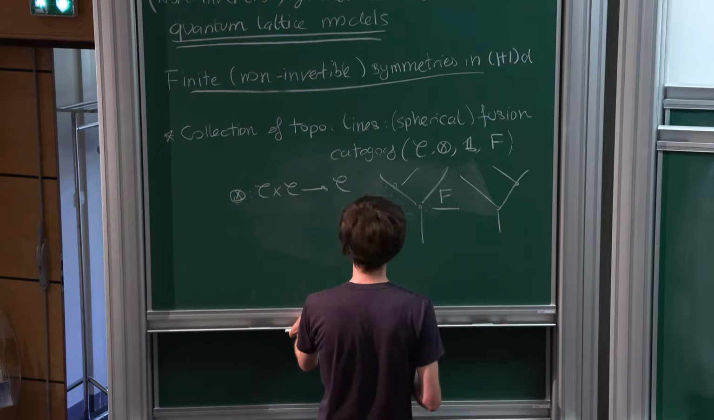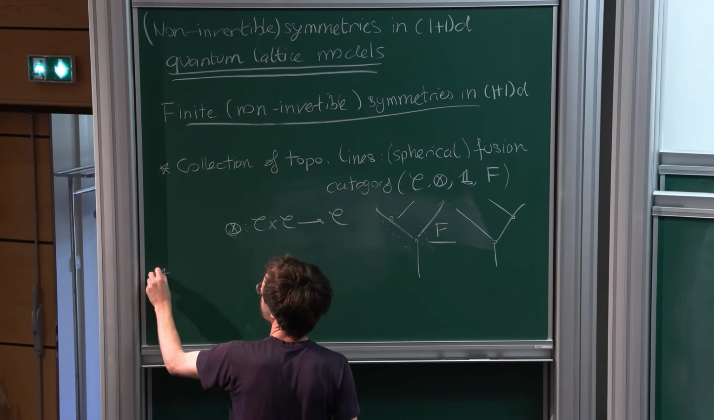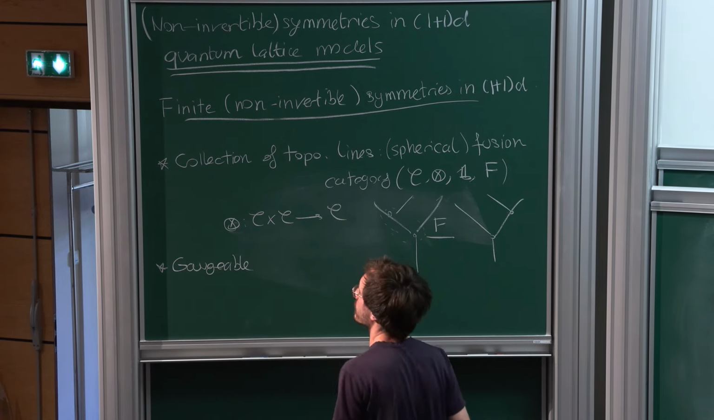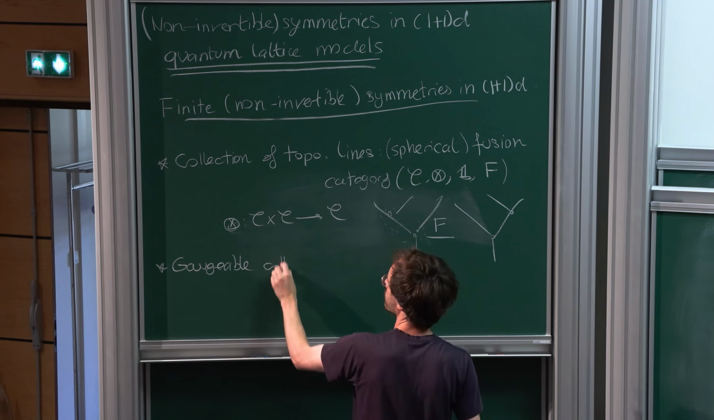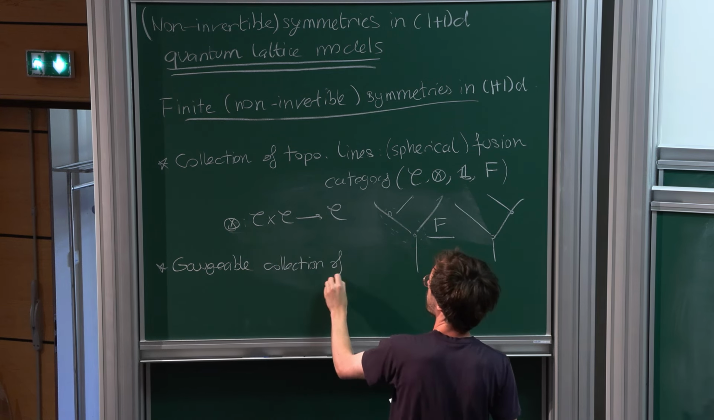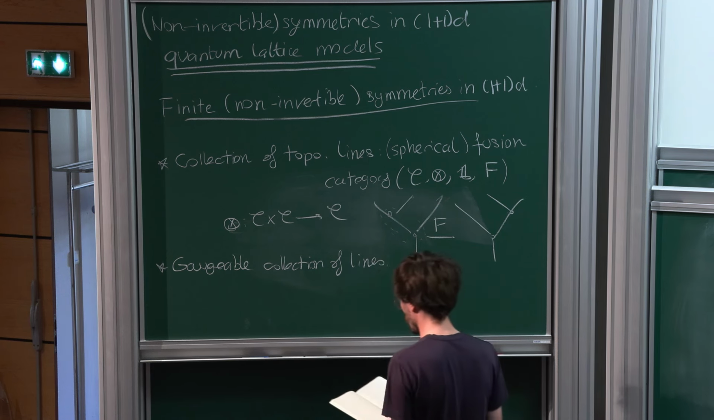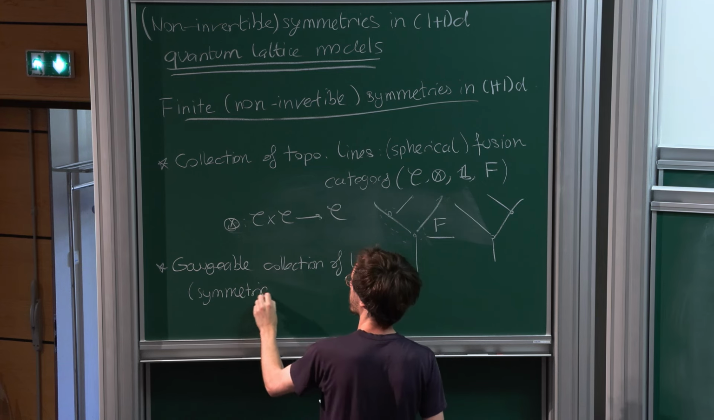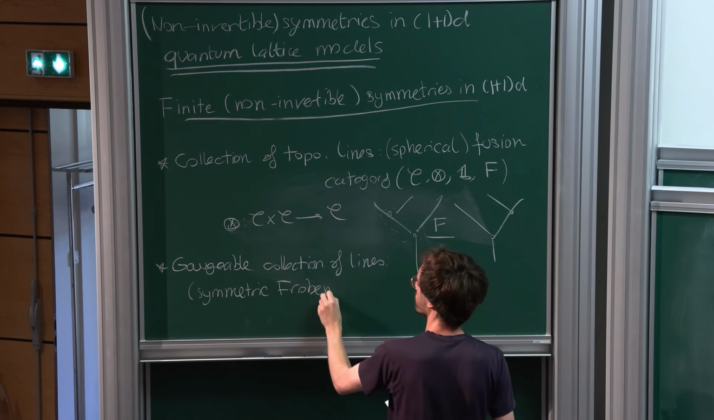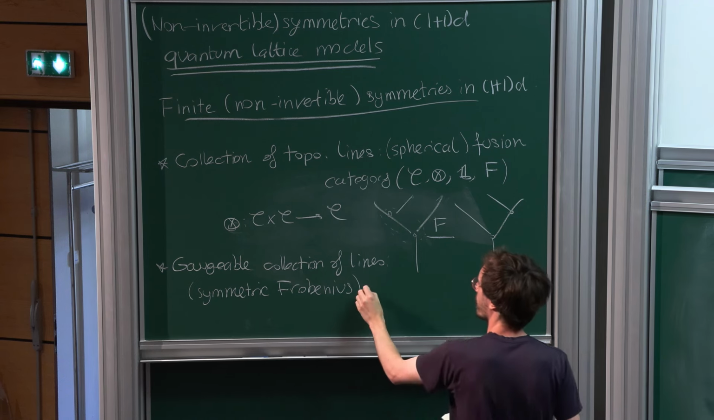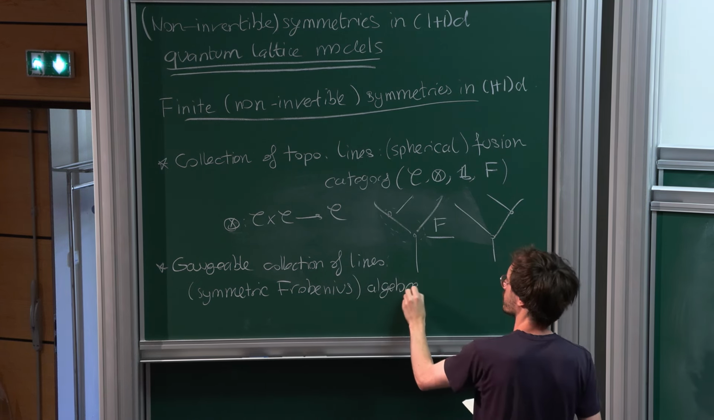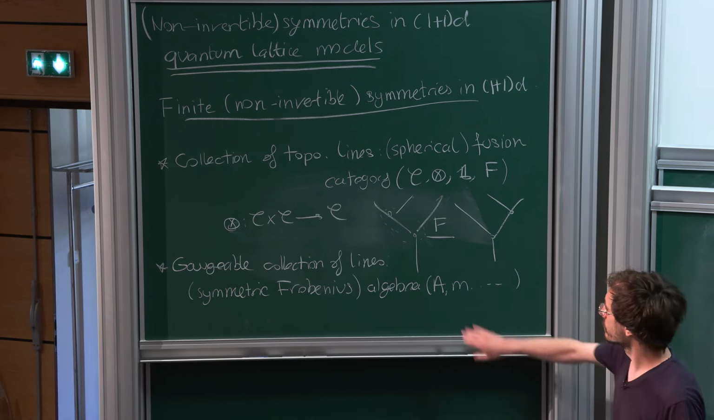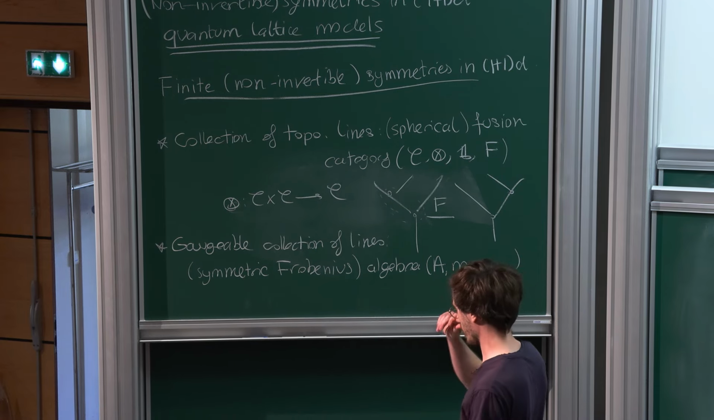Okay. And we learned also today about a gaugeable collection of lines. So when you have a corresponding fusion category symmetry, you can gauge some of it. And this is encapsulated in, so what Yifan explained earlier, a symmetric Frobenius algebra. I won't worry too much about the symmetric and Frobenius part, but the algebraic part is important. So there are additional things, but I'm going to focus mainly on what was written A and M before.